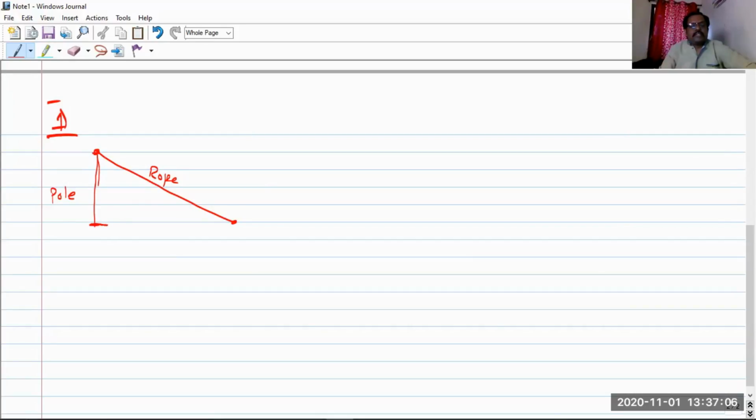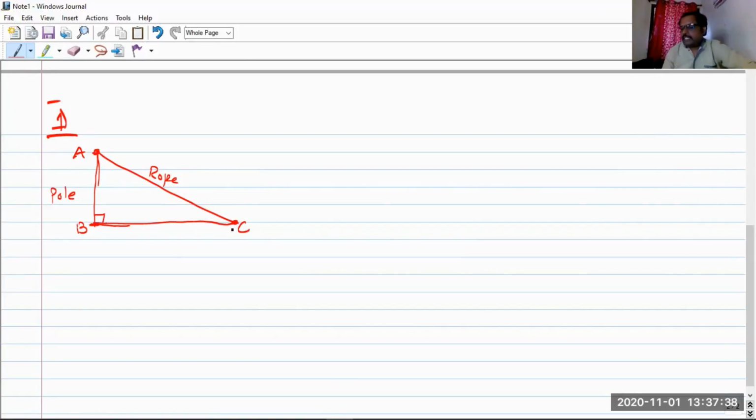So obviously we can join this point where the rope is tied with this. The pole is obviously perpendicular to the ground. So are we having a right angle triangle here? Yes, obviously we have a right angle triangle. We name it as right angle triangle ABC. So here is the rope tied at the ground.